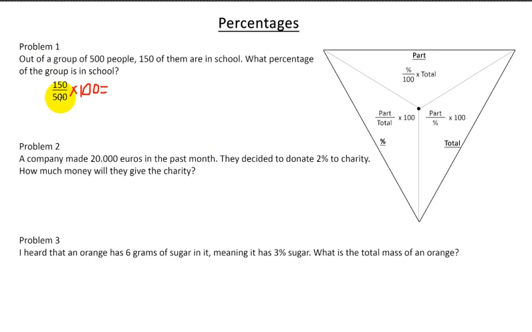If you do 150 divided by 500, you could do this first and then whatever you find times it by 100. Or you can do 150 times 100 and then divide by 500. We'll do that. 150 times 100 would give me 15,000 over 500. Cross out these zeros here. And what we get is 150 divided by 5. This makes 30. So 30% of the group is in school.